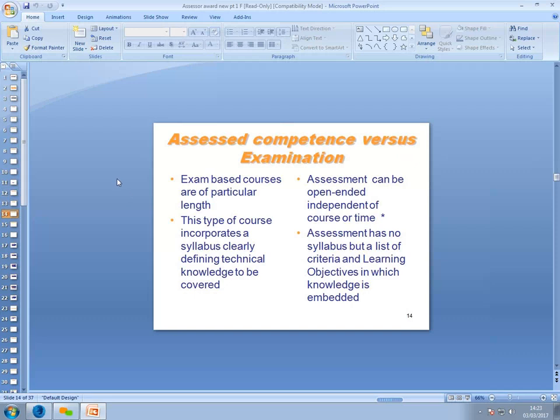Exam-based courses are of a particular length. This type of course incorporates a syllabus clearly defining the technical knowledge to be covered. Assessment can be open-ended, on the other hand, and it's not independent really of course of time, where you've got specific classrooms. In these cases, I can deliver this course to you now. You may not watch it till next week. The assessment has no syllabus. It's got a list of criteria, all learning objectives in which knowledge is embedded.